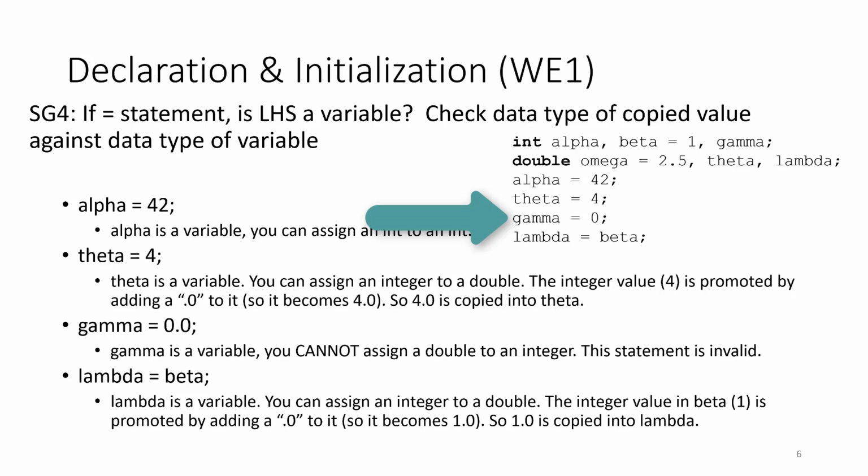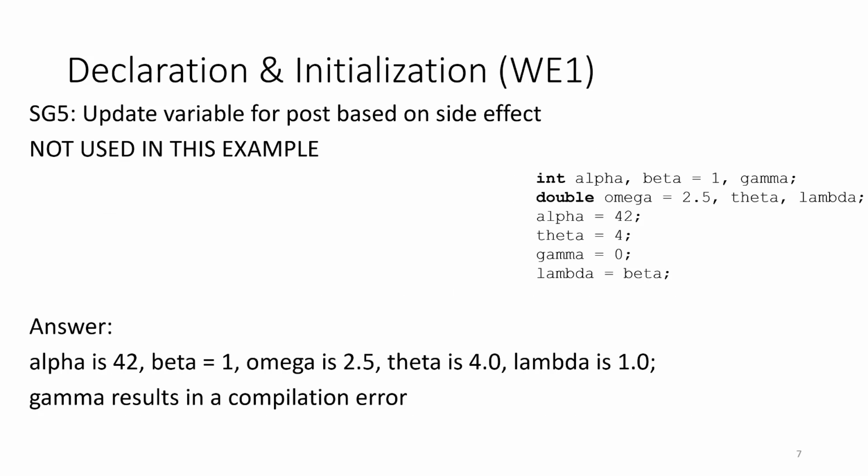Gamma is assigned the value 0.0. Gamma is a variable and is declared of type integer. You cannot assign a double to an integer, therefore this statement is invalid. Lambda is assigned the value of beta. Lambda is a variable of type double. Beta is a variable of type integer. We noted that you can assign an integer to a double, so that the integer value that is in beta, 1, is promoted so that 1.0 is copied into lambda. Subgoal 5 is not used in this example.